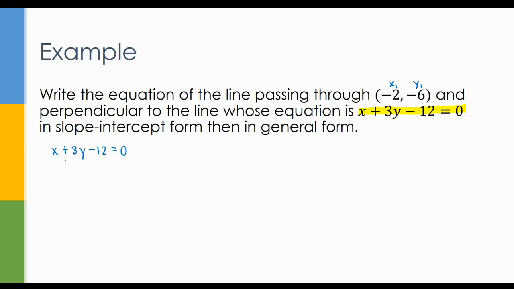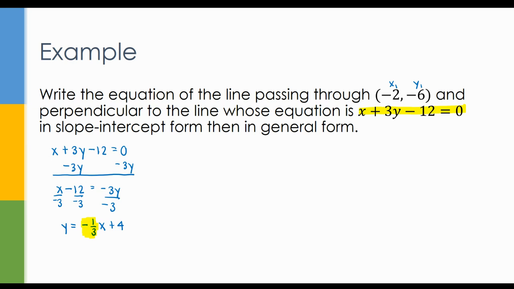The fastest way to get the y by itself, if it's in general form, is to move the y over to the other side. So we'll have x minus 12 equals negative 3y. I'll divide every single thing by negative 3. So y is going to equal negative 1/3 x plus 4. The fact that I have this allows me to identify the slope.